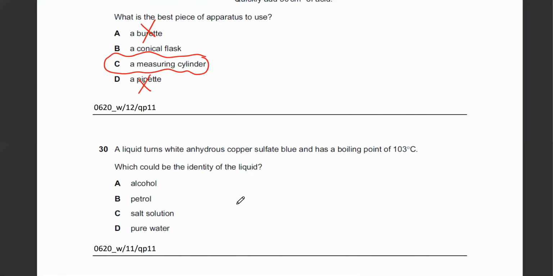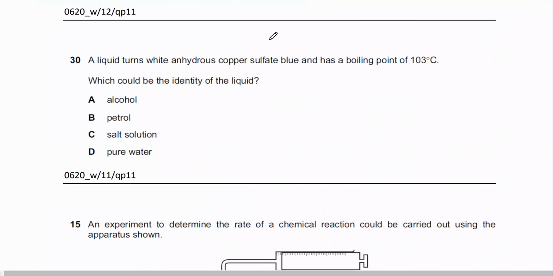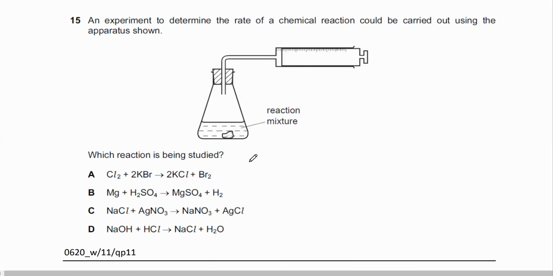Next one is a liquid that turns white anhydrous copper sulfate and has a boiling point of 103. What could be the identity of the liquid? You forget this. You haven't studied copper sulfate. Leave this. Now this one.